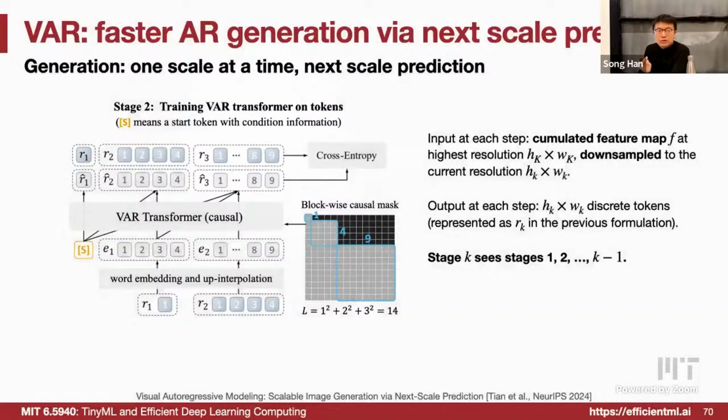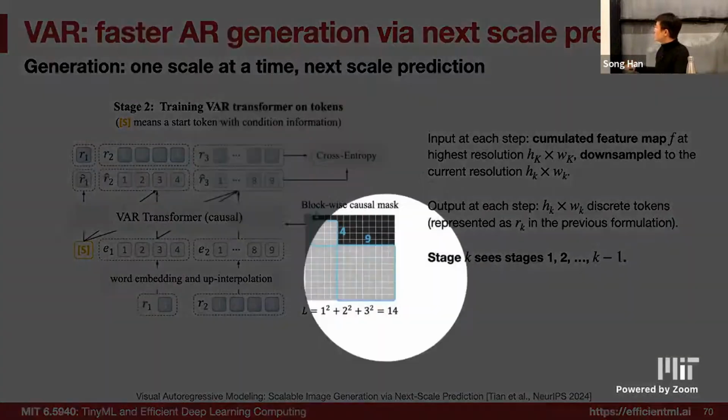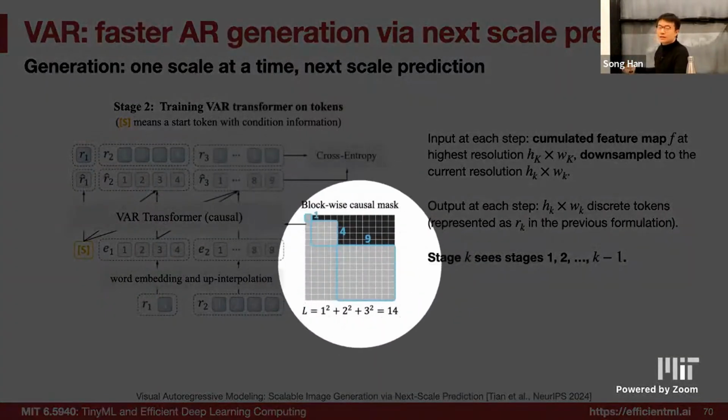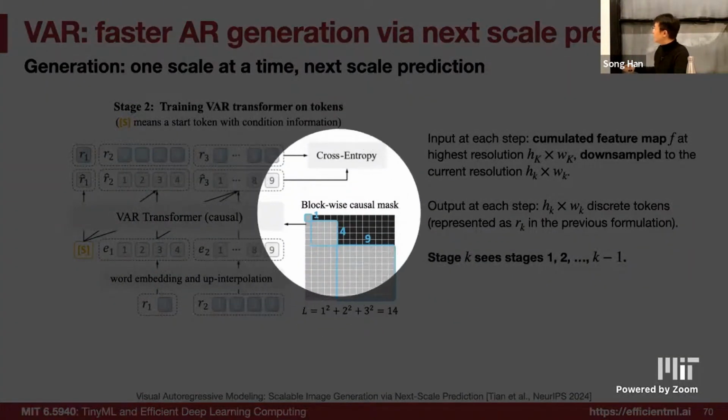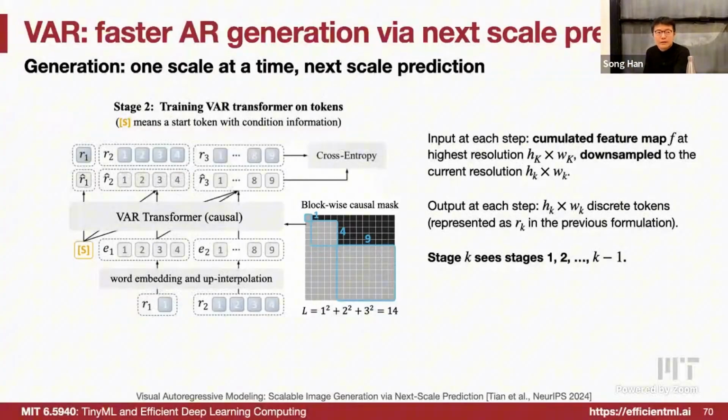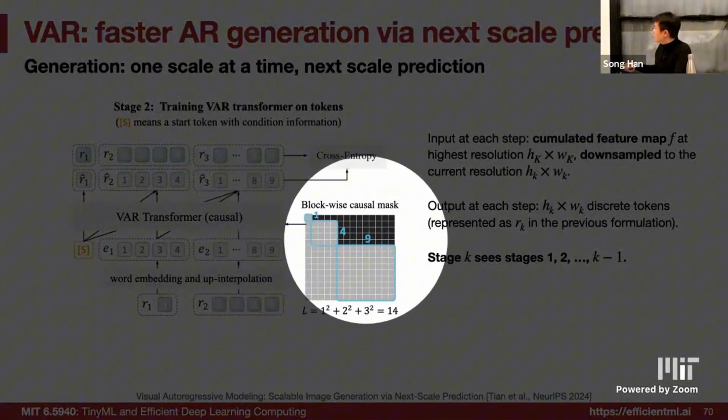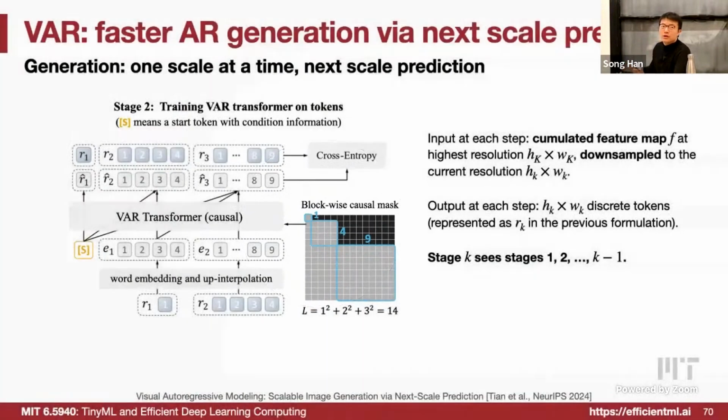So imagine initially we generate just one token for the entire image, and then 2 by 2, 4 tokens, and then 3 by 3, 9 tokens. The mask will be like this, okay? Starting with 1, and then 4, and then 9. So in this way, when we are at this stage, like 3 by 3 tokens, we can generate 9 tokens at the same time.